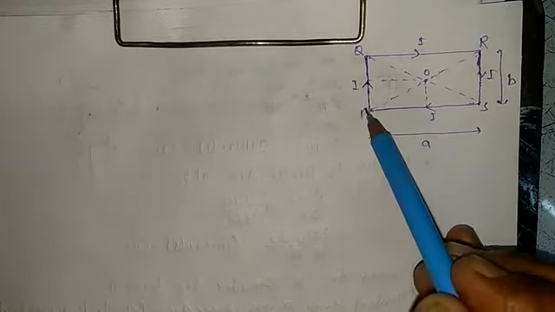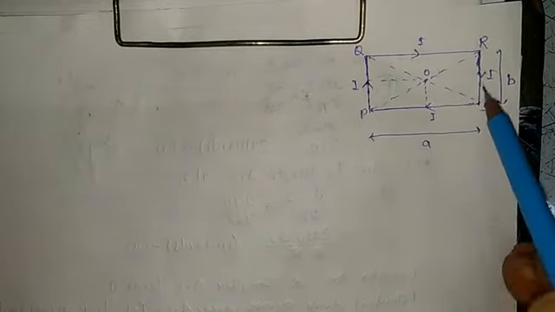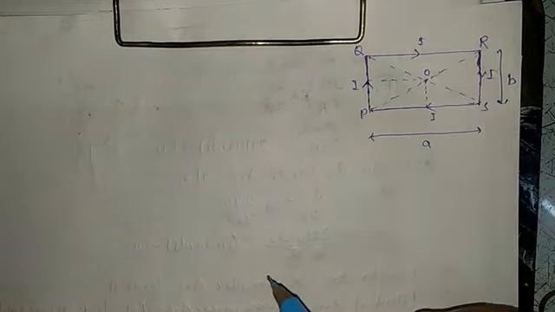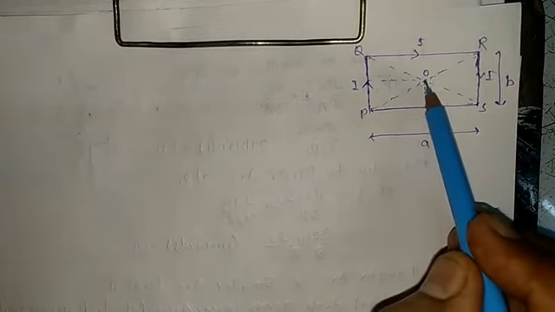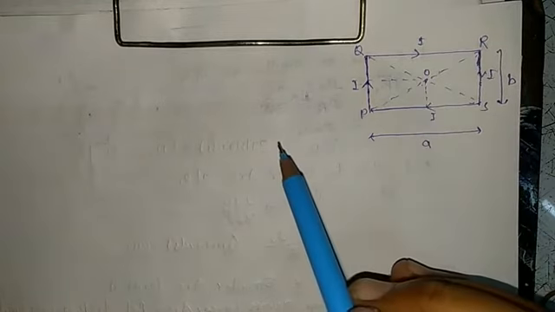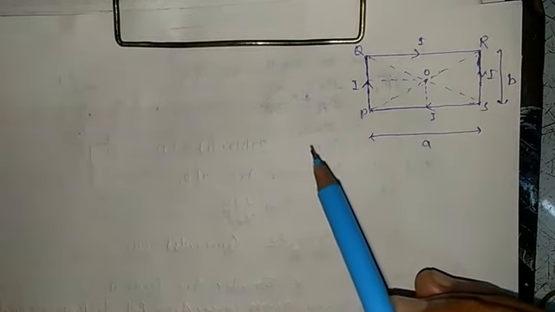Well, students, here is a question. We are provided with a rectangle carrying current I with sides A and B respectively. We need to find out the magnetic field at the point O. Let us see how we can calculate that.